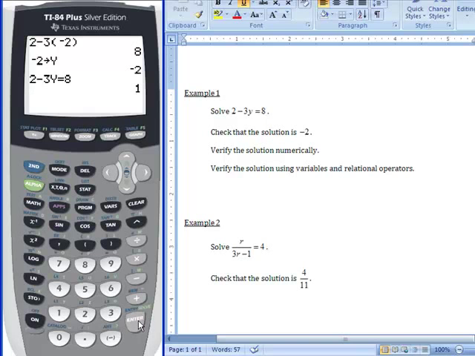So we'll press enter, and there's our 1. That 1 again signifying, using this relational operator, that this statement is true given the fact that y is equal to negative 2, which we stored in the previous step.